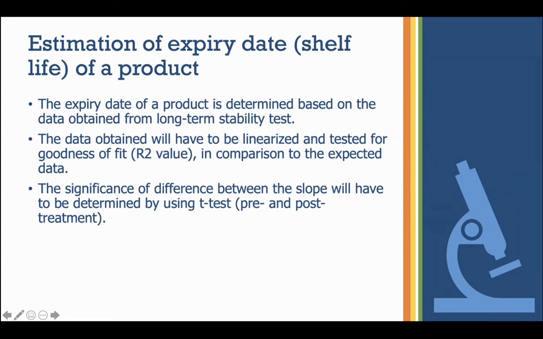The statistical analysis will also help us to determine the expiry date of a product. The data obtained will have to be linearized and tested for goodness of fit, for which we have to determine the R2 value, or the R squared value, in comparison to the expected data. The significance of difference between the slopes will have to be determined by using t-test, pre and post treatment.